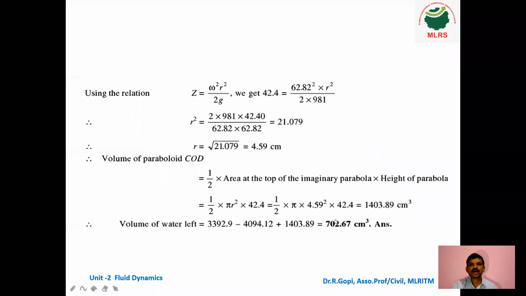So using this formula, finally we got an answer of 702.67. So this is the initial volume, and this is the volume of the full parabola, and this is the volume of the COD parabola. So from this, volume of water left is only 702.67 centimeter cube. Okay, so this question is a 10-mark question. It is initially difficult to understand. Once you understand, it is very easy. Okay, now students, I hope all of you understand this problem.